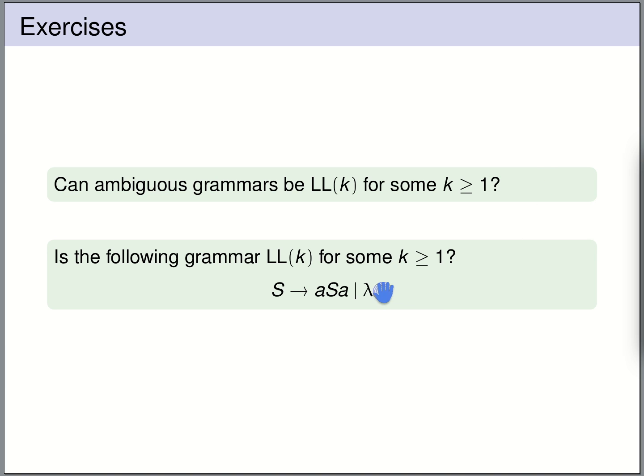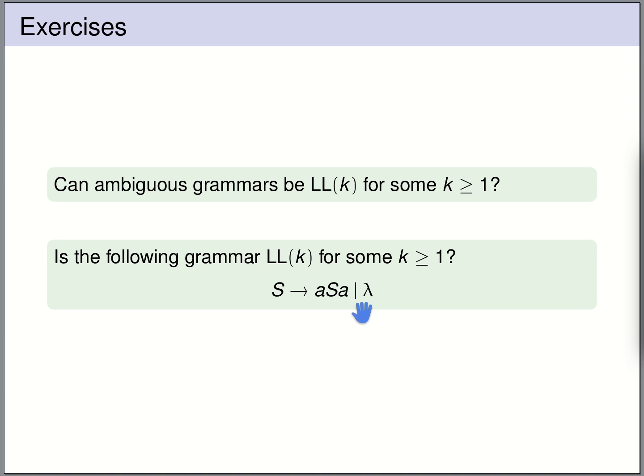What about this grammar? This grammar is not ambiguous, so we have S rewrites to A S A, or S rewrites to lambda. So this grammar generates words over A that contain an even number of A's. Is this grammar LLK for some k? And also here the answer is obvious. It cannot be LLK for any k.